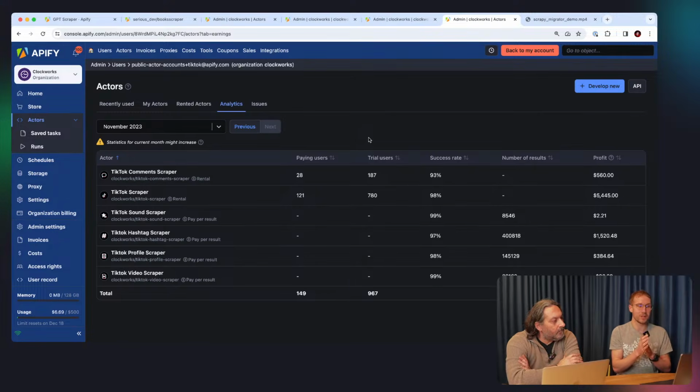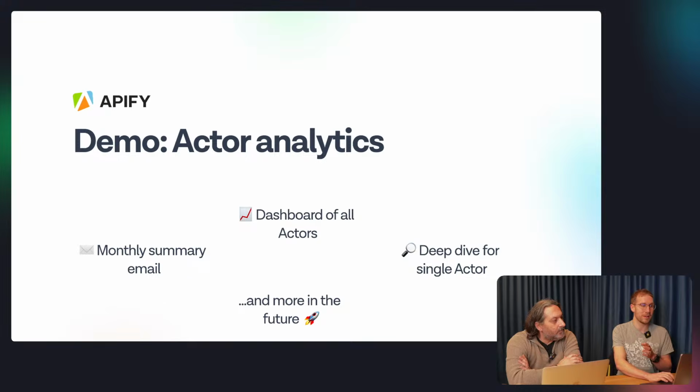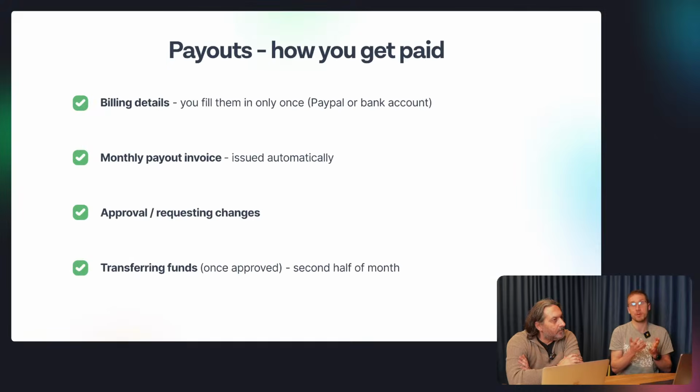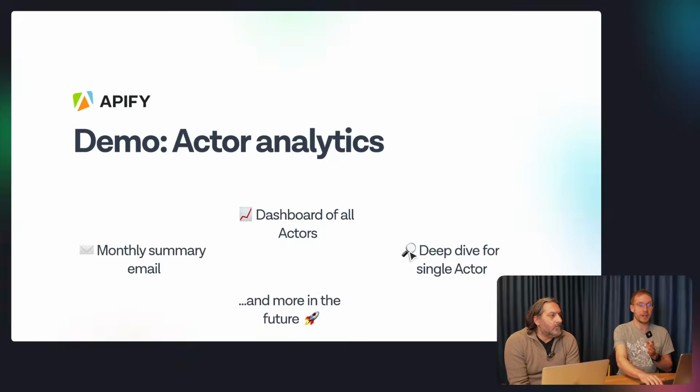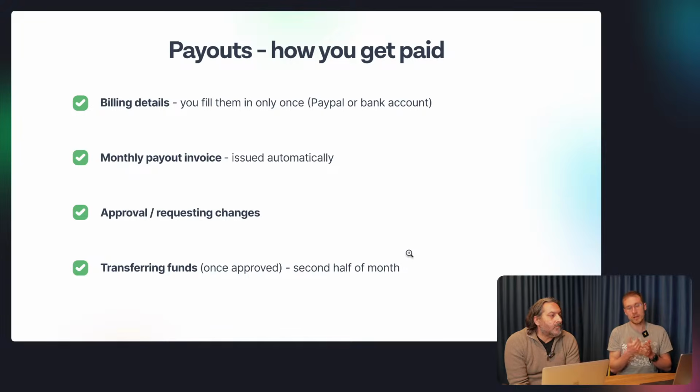And now I would just like to cover what probably everyone has been waiting for, and it's pretty simple, and it's about payouts. So how the money actually changes hands. So it is pretty simple. First of all, you need to enter your billing details. When you do that, we can issue a monthly payout invoice. It is issued automatically because we do know what was the profit your actors generated the previous month. And it is issued technically in your name against Apify, because Apify is the customer and you are a provider, and Apify will be paying you.